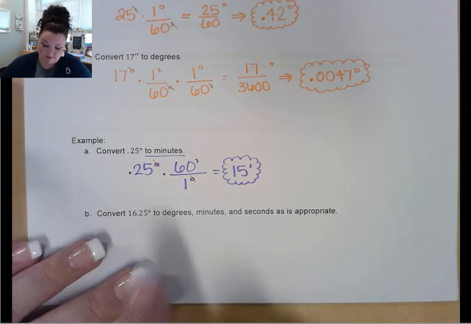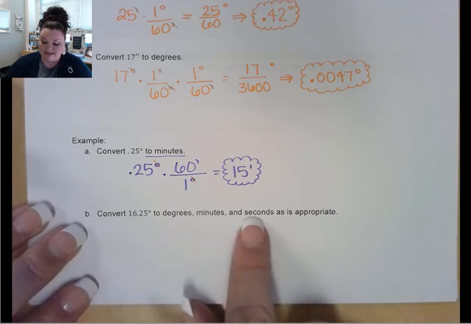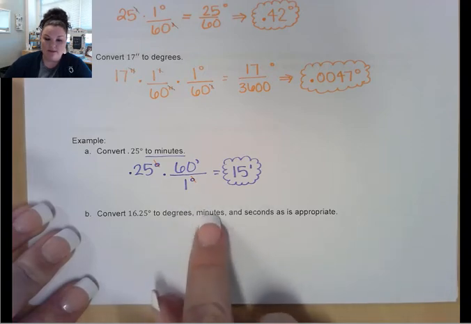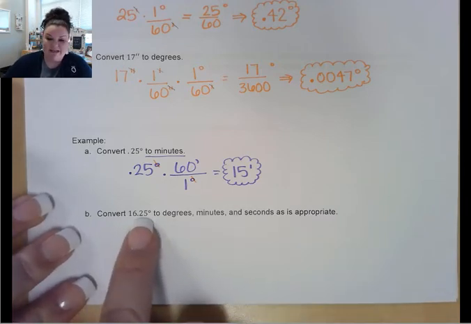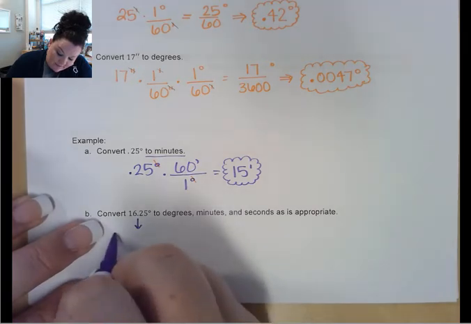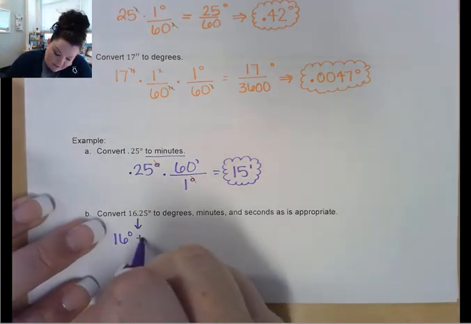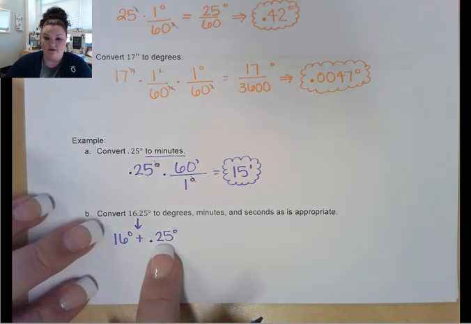Okay, let's look at another one. This one says convert 16.25 degrees to minutes and seconds as is appropriate. So we want to end up with degrees, minutes, and seconds if we need to go that far. Right now this is written in degrees. So if I have whole degrees, I want to leave those alone. So I'm going to rewrite this as 16 degrees, because 16 is already full degrees, right? What I need to convert is this partial degree, the 0.25 degree.